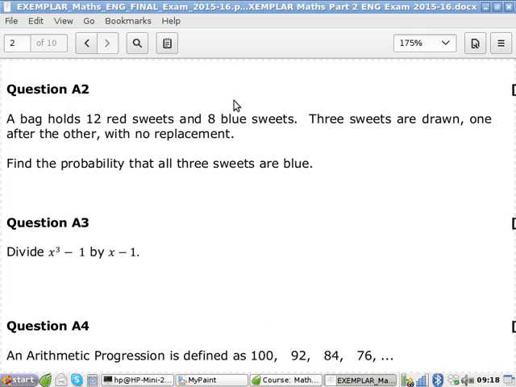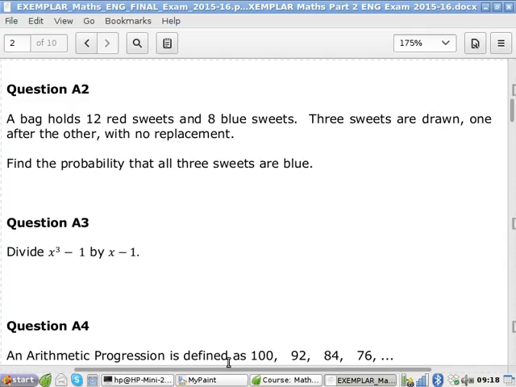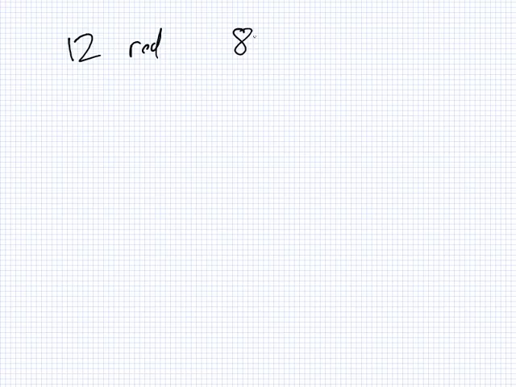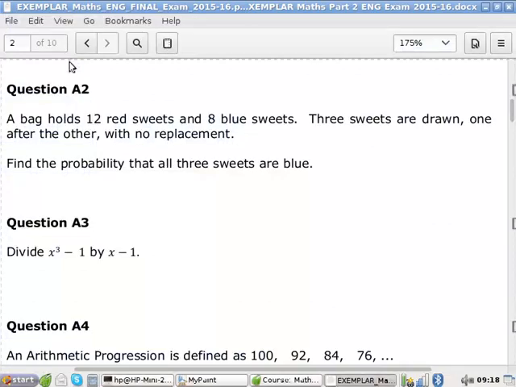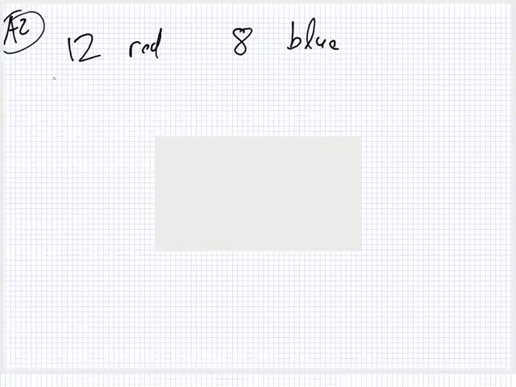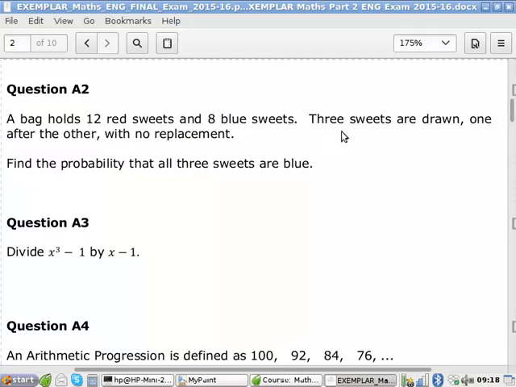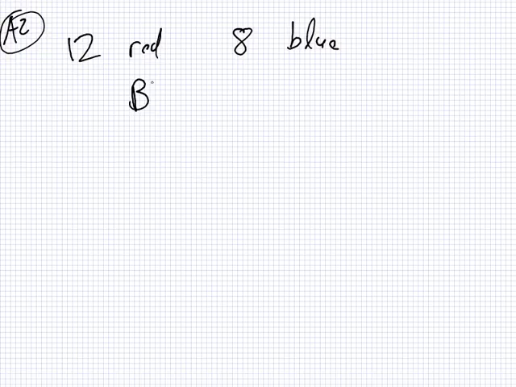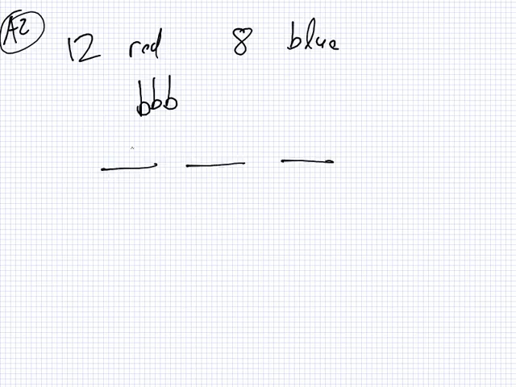Okay, let's see if you get the same answer as me. So that's 12 red and 8 blue, and you draw 3 sweets, and you want all of them to be blue. So that means you want blue, blue, blue. So that's 8 over 20, 7 over 19, 6 over 18. Multiply. That's what you wrote?